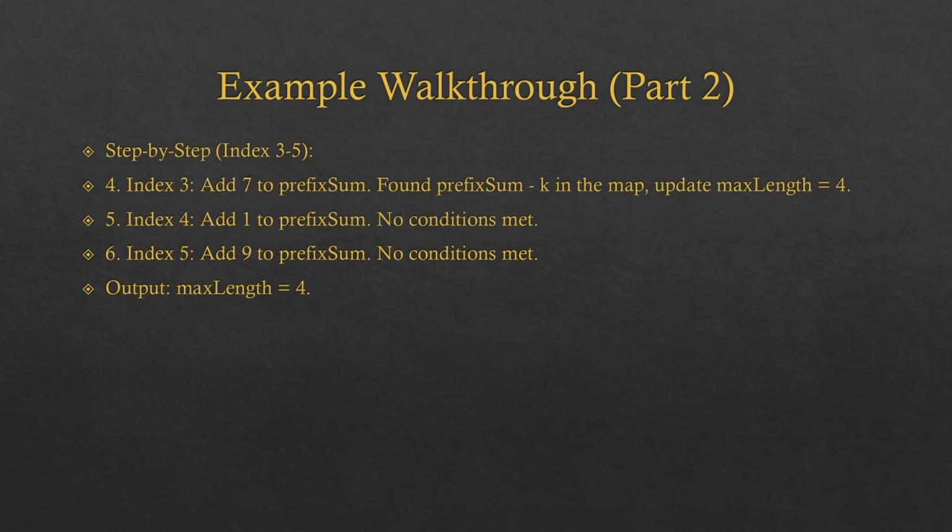Continuing with the example, at index 3 we find that the difference between the prefix sum and k exists in the hash map, allowing us to calculate the length of the subarray. By the time we finish traversing the array, the longest subarray with sum k is of length 4.